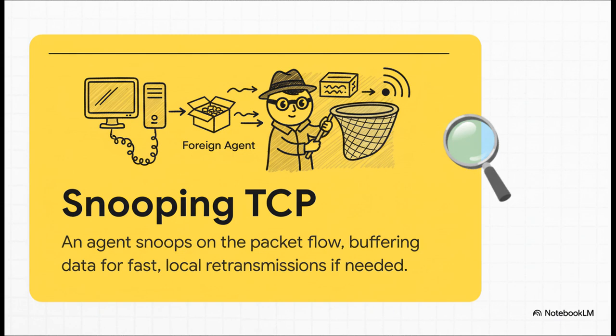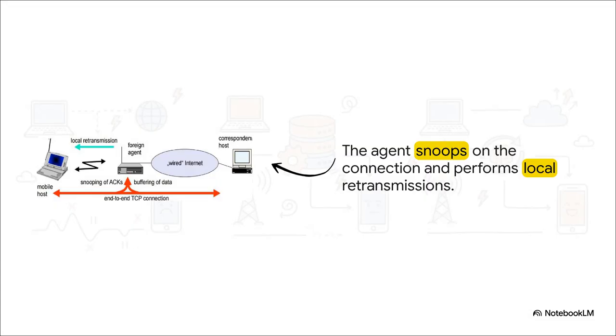It snoops on the packets flying by, keeping a copy of the data just in case something goes wrong on that last wireless hop. And you can see how it works right here. The end-to-end connection stays completely intact, from the original server all the way to the phone. The foreign agent just buffers the data and listens for the acknowledgments coming back.